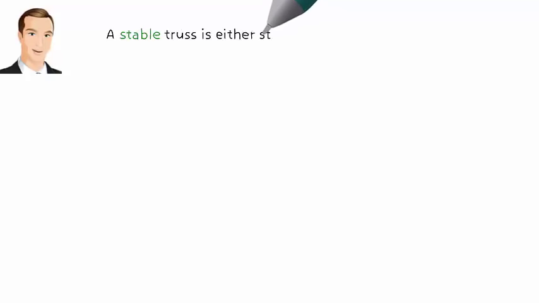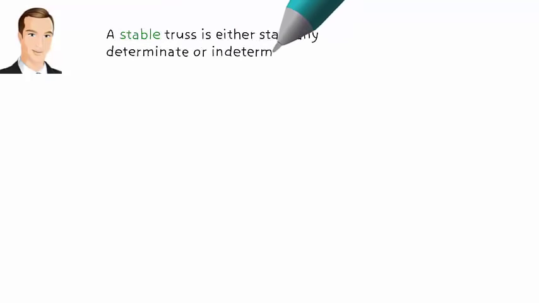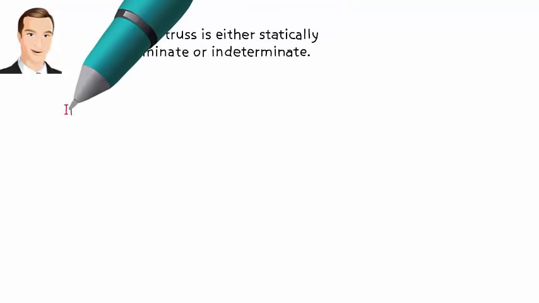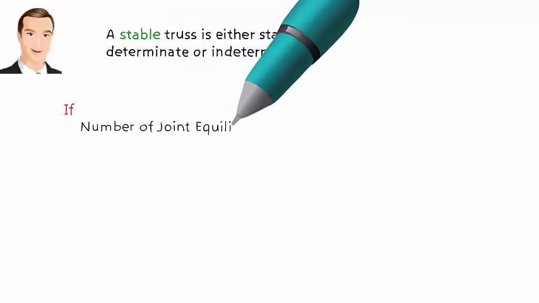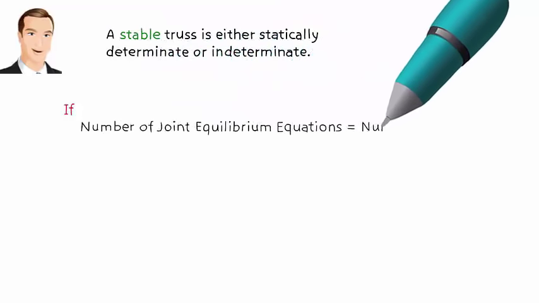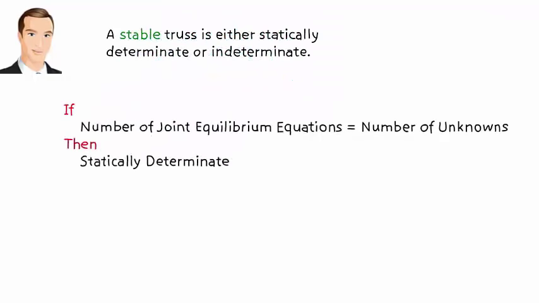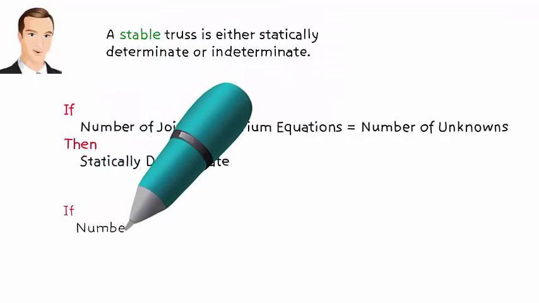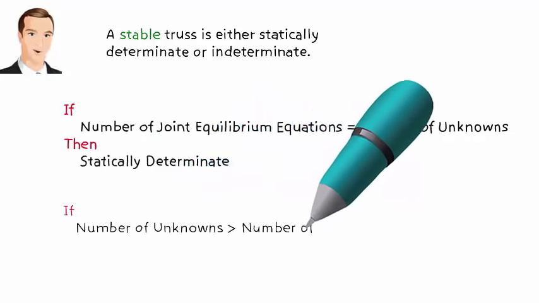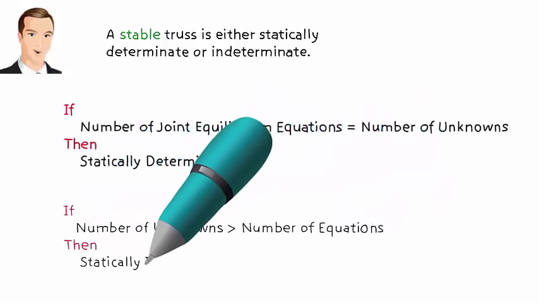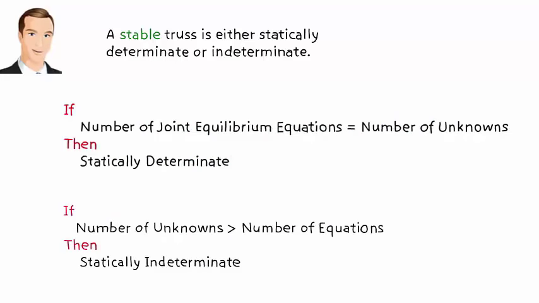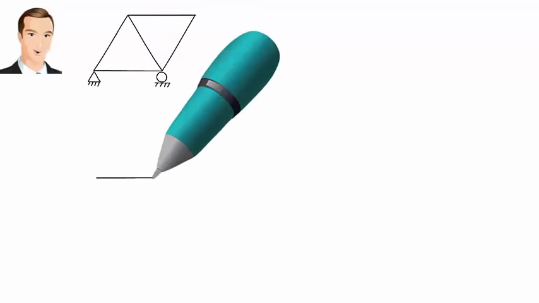A stable truss is either statically determinate or indeterminate. If the number of joint equilibrium equations equals the number of unknown forces in a stable truss, we call it statically determinate. On the other hand, if the number of unknowns is greater than the number of equations, the truss is said to be statically indeterminate. Here are a few stable trusses.